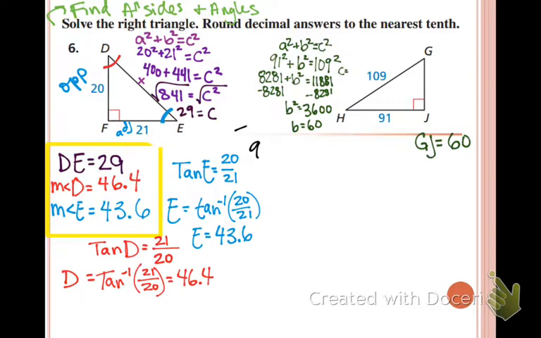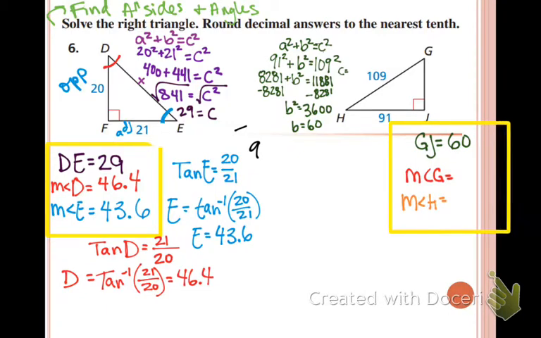Moving on. We need to find the measure of the angles. So measure of angle G. Measure of angle H. We're gonna find both of those. Do we want to find angle G or angle H first? Sure.